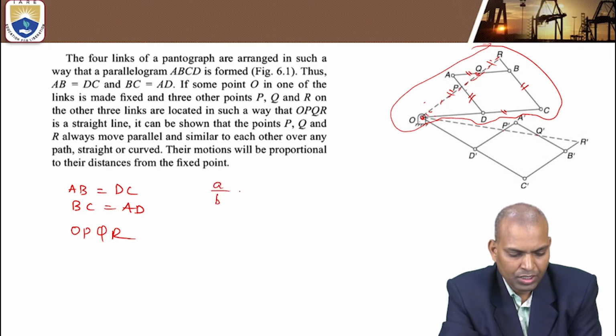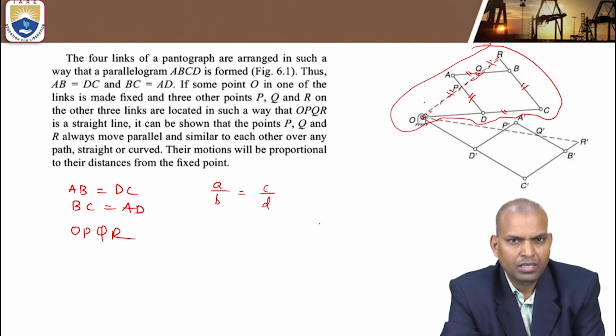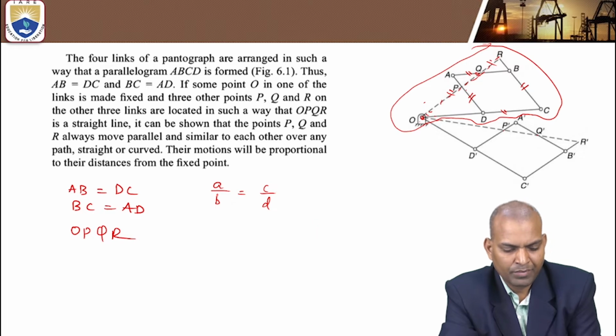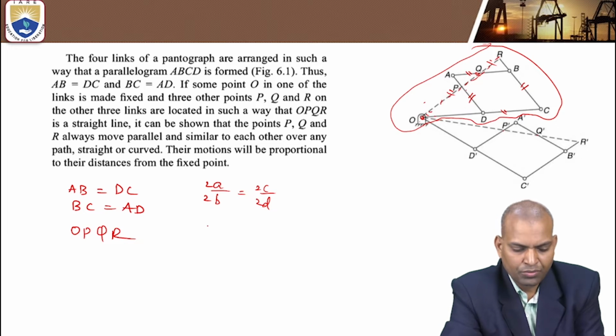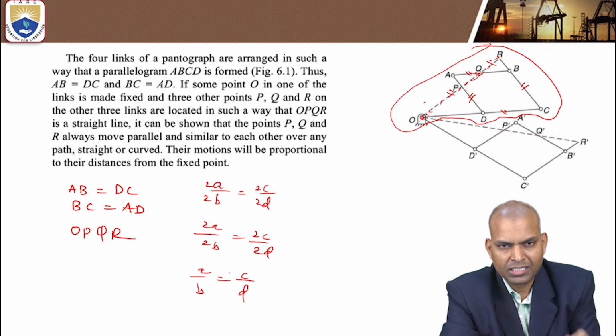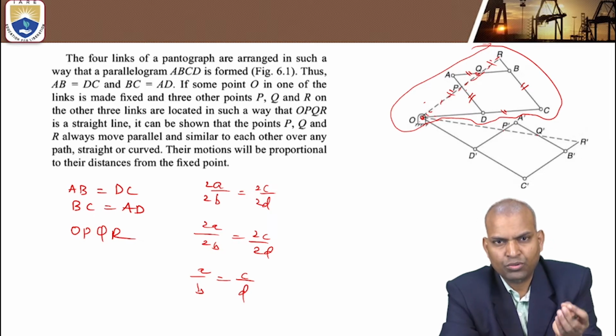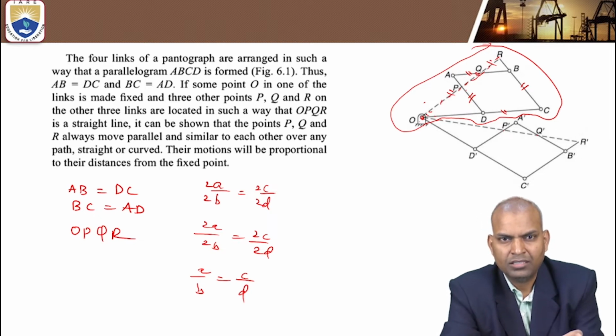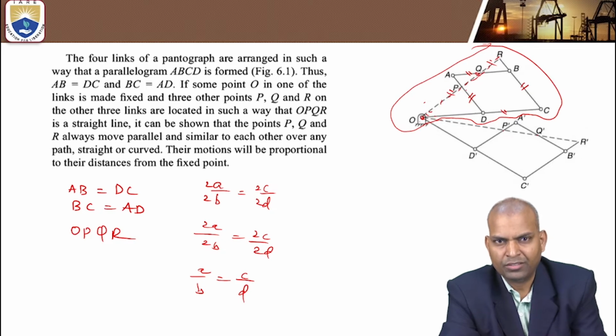A by B equal to C by D. If you multiply both the numerator and denominator on both LHS and RHS by any factor, I am taking a factor of 2. Is there any change in the ratio? 2A by 2B ratio is the same as A by B and equal to C by D ratio. It doesn't change. That is the same concept we are going to use to understand the working principle of the pantograph.